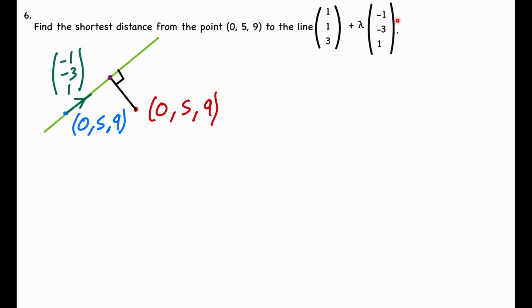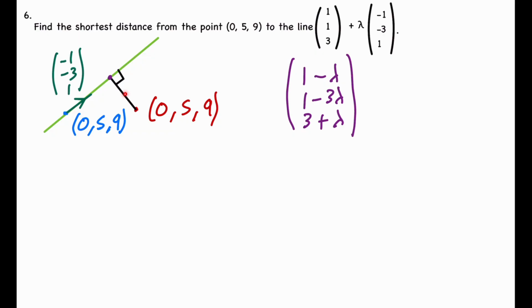We can do this by just using the equation of the line, and then joining it into one vector. So we'll leave it as (1 minus lambda, 1 minus 3 lambda, 3 plus lambda). And this is the point here in terms of lambda. To find the shortest distance from the point, we can just find the magnitude of this vector here.